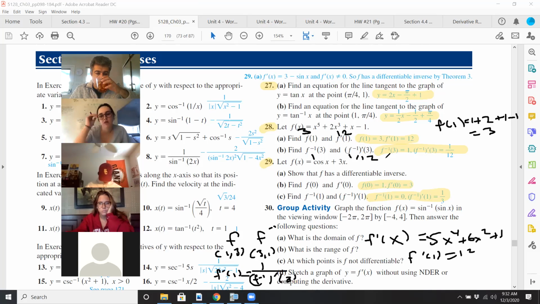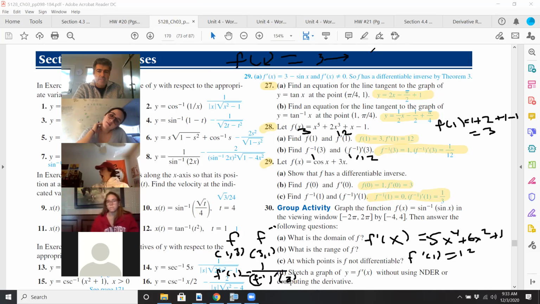For E, in the work you're finding f prime of 1, but isn't the question asking for f inverse of 3 in part A? In part B? Yeah, that's exactly right. I did find that the inverse of 3 is 1. Why is it 1? Because when I did f of 1, I got 3, right? In part A, if f of 1 equals 3, then the inverse at 3 has to equal 1.